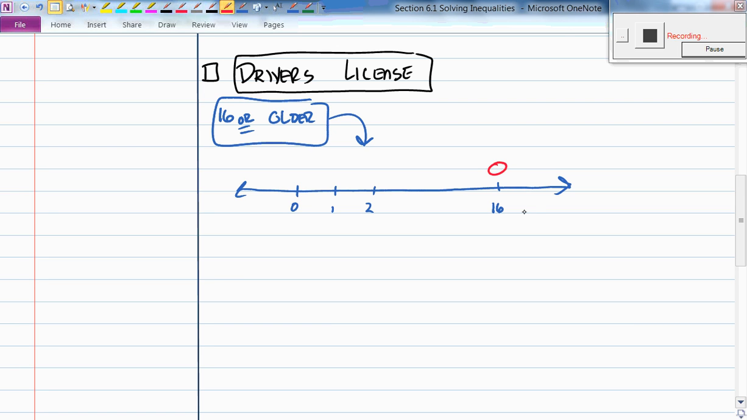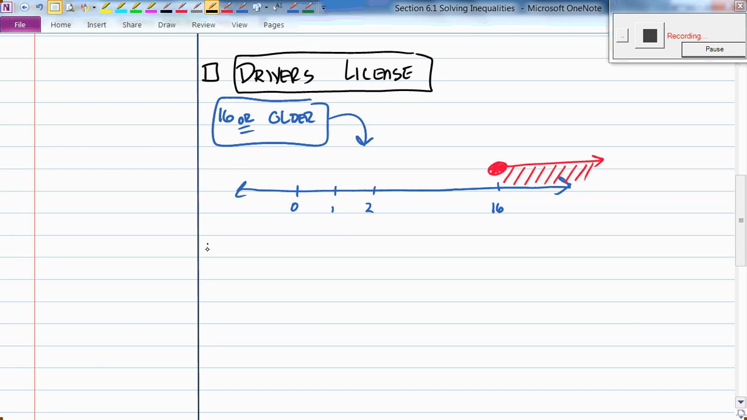Then what? Fill it in. Now, why would you fill it in? Because you can be 16. Yeah, I agree. And you make an arrow going to the right. Now, why do I want arrows that go to the right? How come? Because you have to be older. Is everyone cool with that part? You have to be older than 16.